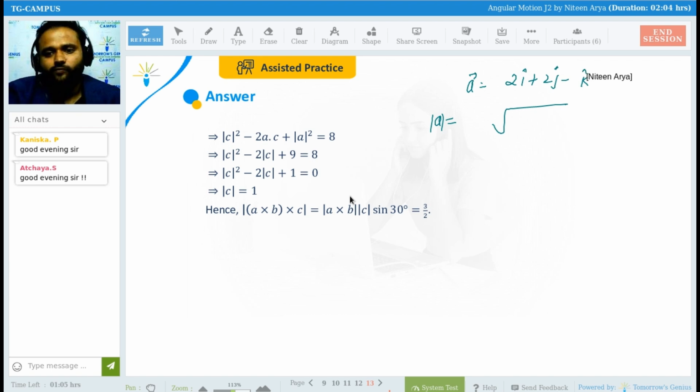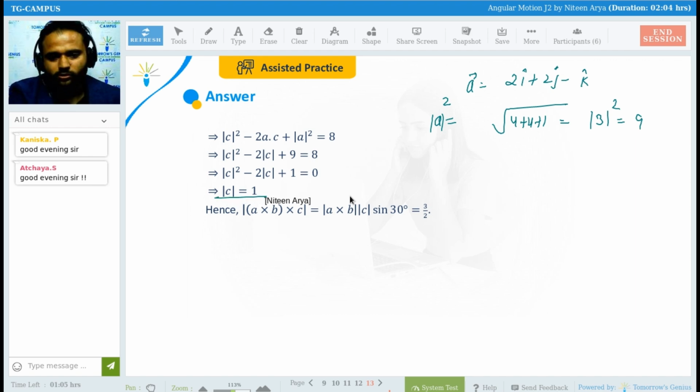So again, this is going to be 3. Why so? 4, 4, 1. 4 plus 4 plus 1 is 9, and that is 3. So again, 3 to the power 2 is what? 9. Okay. This way we can get the magnitude of C also. The magnitude of A cross B we already got, which is R, the resultant vector, and this magnitude of the resultant vector is again 3.